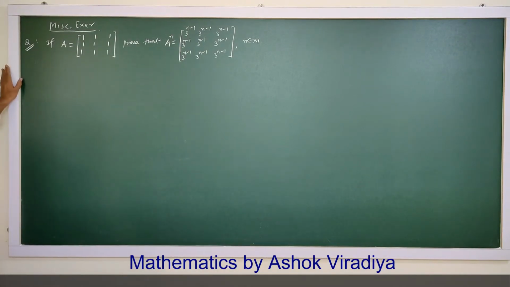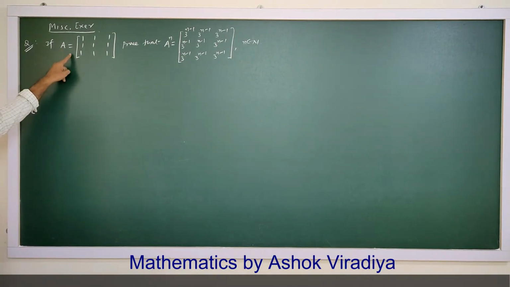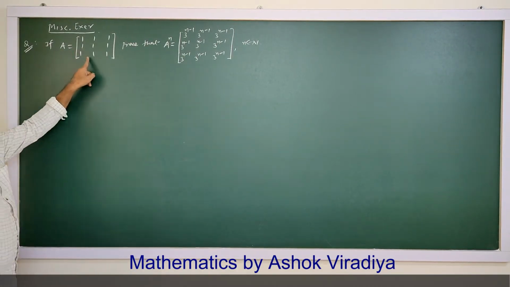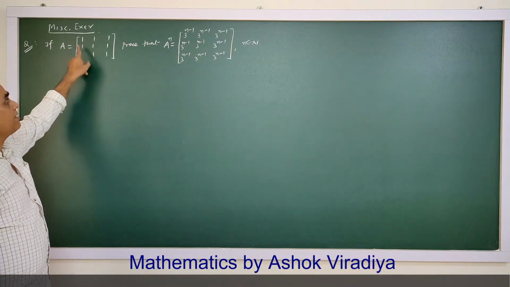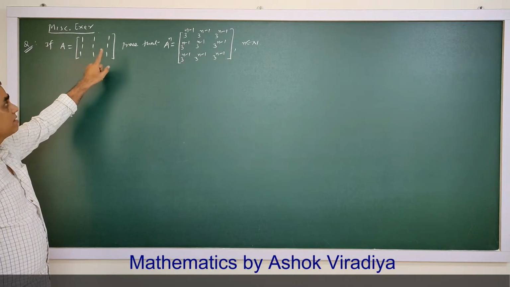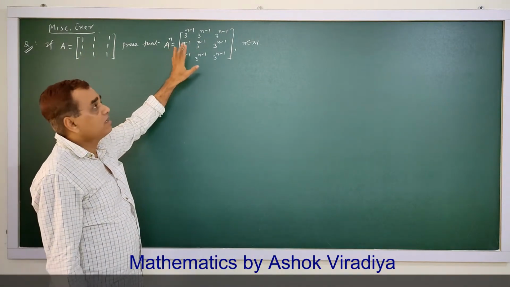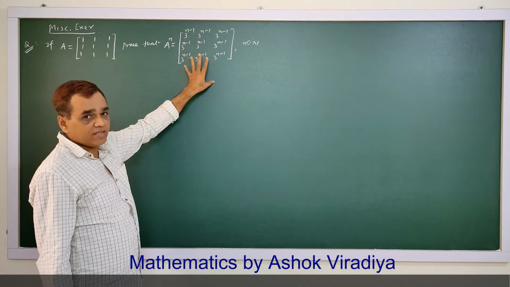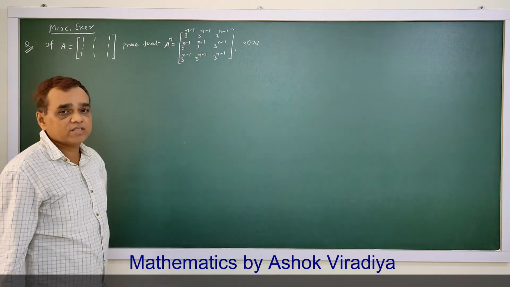Now questions from a miscellaneous exercise. If A is a matrix of order 3, and all elements are 1, then prove that A raised to n is a matrix of order 3 having all entries 3 raised to n minus 1.